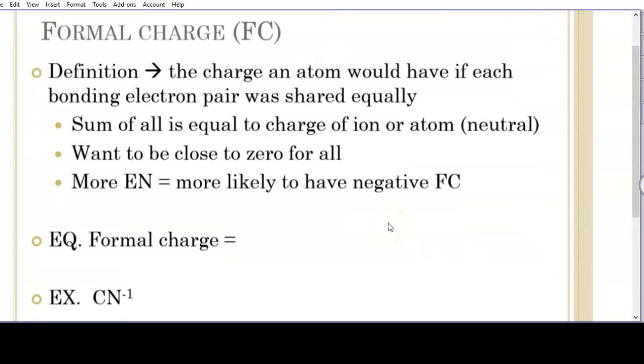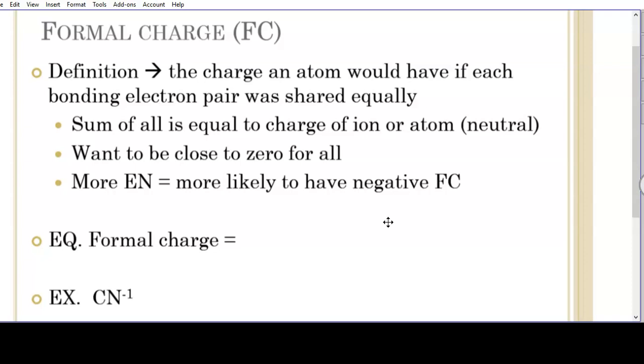We're going to talk about formal charge, okay? Something you should not have covered in 110. The formal charge is the charge an atom has if each bonding pair was shared equally. Basically, it's a way to figure out, hey, did I put these atoms in the right place? Did I put the bonds the way they're supposed to be?